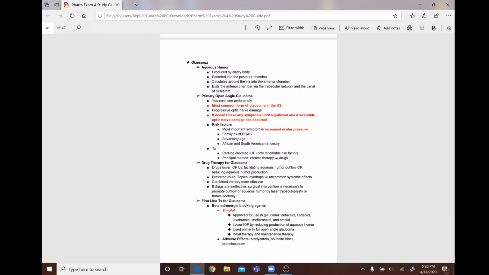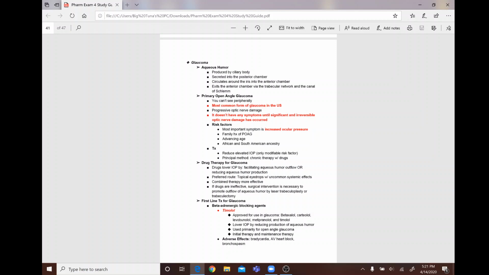All right, now we're going to talk about glaucoma and stuff. So aqueous humor is produced by what? Ciliary body. What is aqueous humor secreted into? Posterior chamber. What does aqueous humor circulate around? The iris into the anterior chamber. What does aqueous humor exit? Anterior chamber via the trabecular network and the canal of Schlemm.